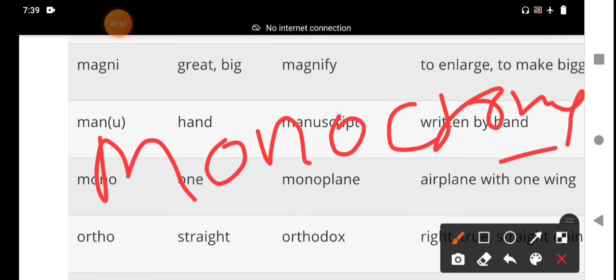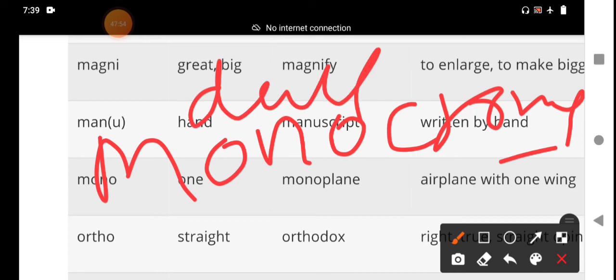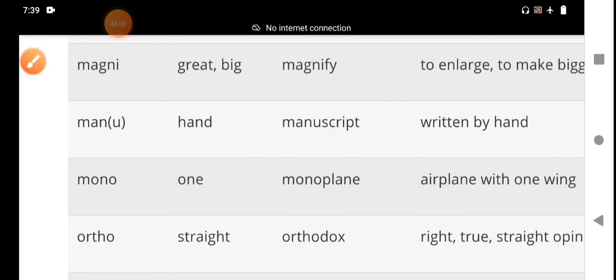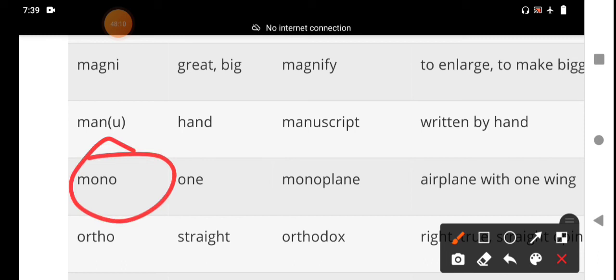Monotonous is an adjective. Monotonous means dull, tedious. Dull behavior, dull attitude, tedious. One more important word comes under the one word substitutes. It has been asked in many competitive examinations. What is that word?